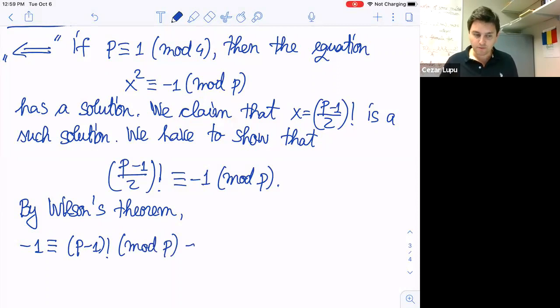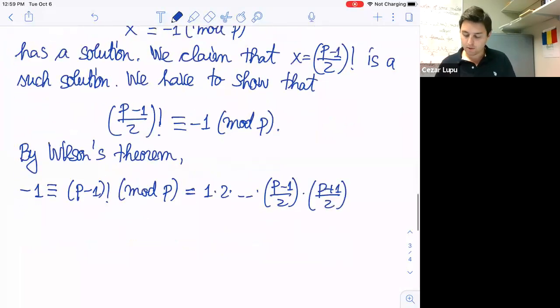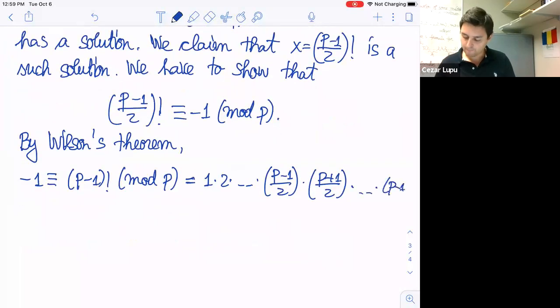But now this (P minus 1) factorial, I'm going to write in this way. So it is 1 times 2 times, all the way to (P minus 1)/2. Then I'm going to have (P plus 1)/2 going all the way to P minus 1. P is not there, by the way. It's only (P minus 1) factorial, which is 1 times 2 times up to P minus 1. And I'm going to separate it into these two classes: all the numbers up to (P minus 1)/2, and then from (P plus 1)/2 to P minus 1.